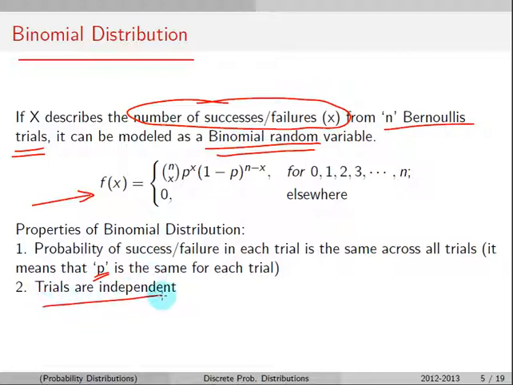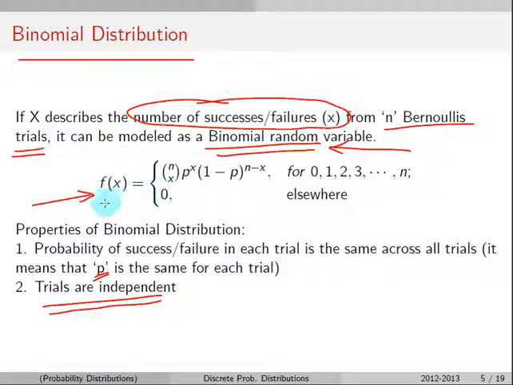And these n trials need to be independent, which means there should not be any impact from one trial to the next. For example, when you're tossing a coin 20 times, these are all individual independent trials, and the fact that you got a tail on trial number 2 does not influence the outcome of trial number 3 or trial number 4 or trial number 5 and so on. So these are really independent trials, and the probability needs to be the same in every trial, and then you can model this situation using a binomial random variable.